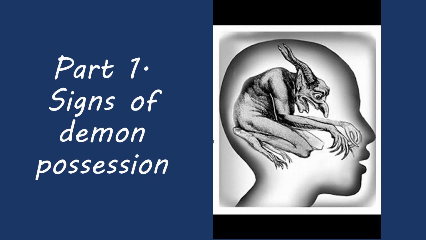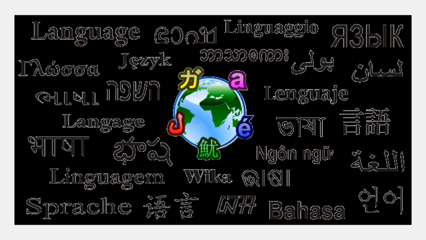Part 1. Signs of demon possession. The rite states that the exorcist should not believe too readily that an individual is possessed, but should distinguish demon possession from mental disorders by three signs.